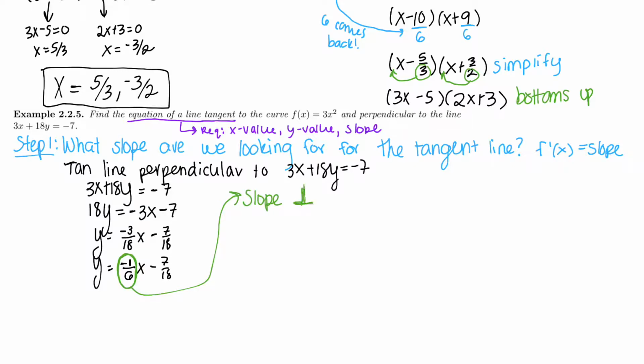The symbol for perpendicular, by the way, is an upside down T. So the slope that's perpendicular to -1/6: remember, you flip the fraction and then you make it the opposite sign. So we know that our tangent line is perpendicular to this line. So we find the slope of that line, and then we find the perpendicular slope, and that's the slope of our tangent line.